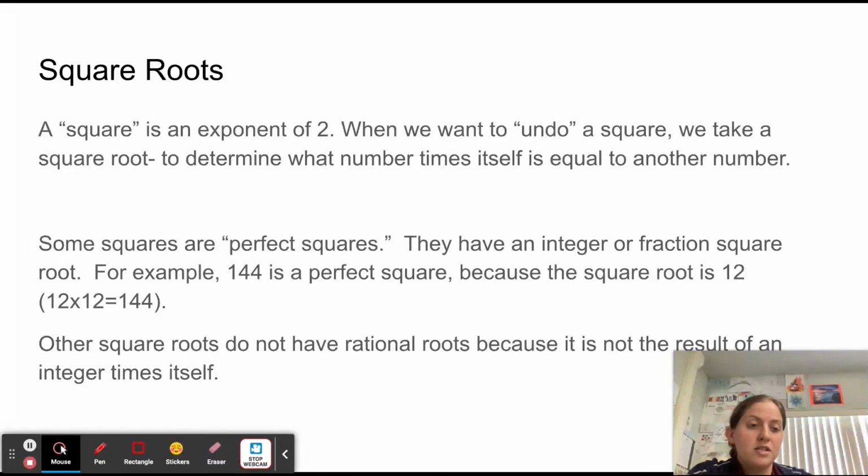We'll talk more about the details for this later. But I know it's a perfect square because the square root is 12. 12 times 12, 12 times itself, is equal to 144. Other square roots do not have rational roots because it is not the result of an integer times itself. For example, 31 is not a rational root because there is not an integer times itself that equals 31.